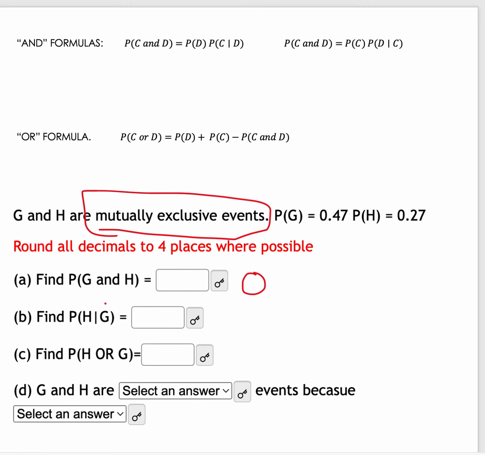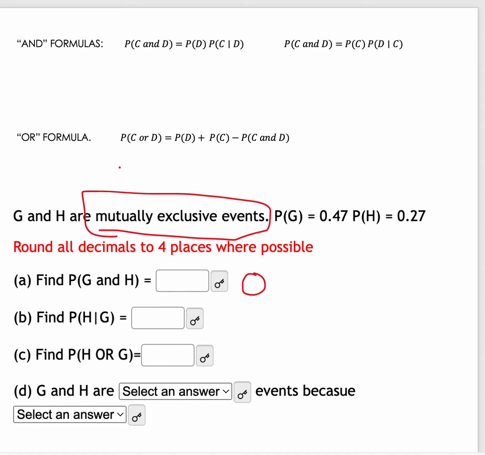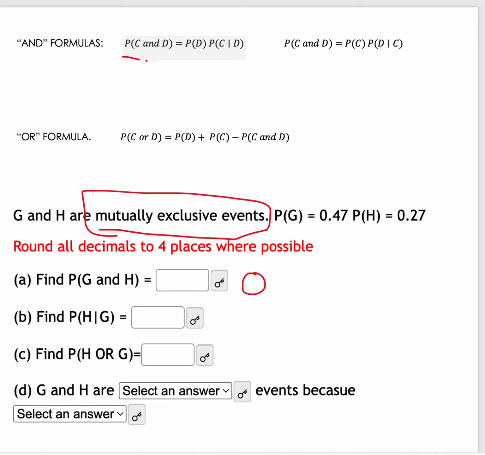Because we're not given the information as data in a table, we're going to use our formulas. So we're going to use this formula right here. These have our conditional statements in it. And in this formula here, I have it labeled as C's and D's. We're just going to exchange it for G's and H's. So I'm going to replace my H's in place of C, and my D's are going to be my G's. Okay, so now I have written the probability of H and G is equal to the probability of G times the probability of H given G.